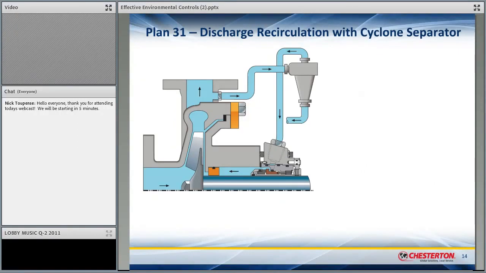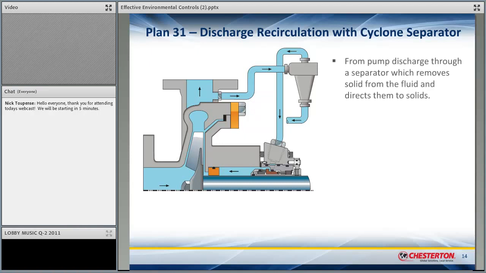Plan 31 is a discharge recirculation with a cyclone separator. Okay, so we take the fluid from the discharge of the pump and we take it through a separator which removes solids from the fluid and directs them, and I apologize, not the solids but the fluid, back to the suction of the pump.